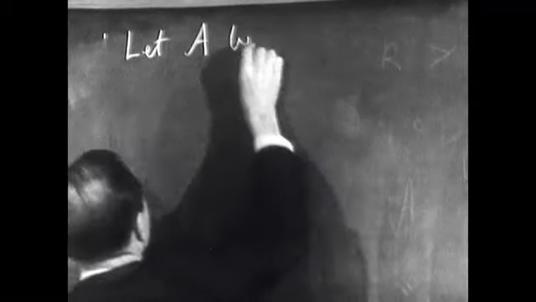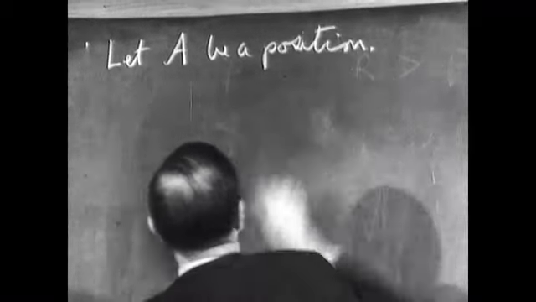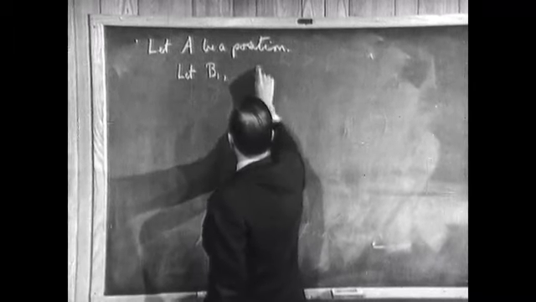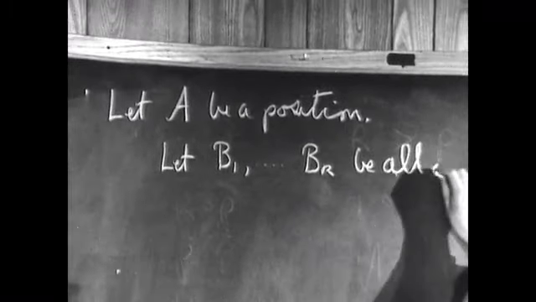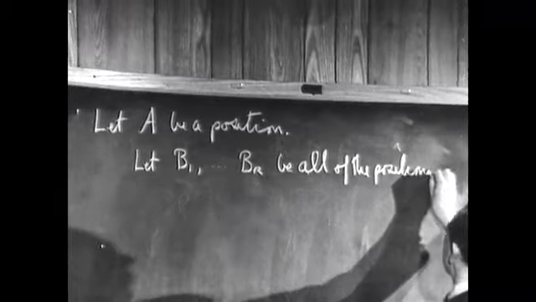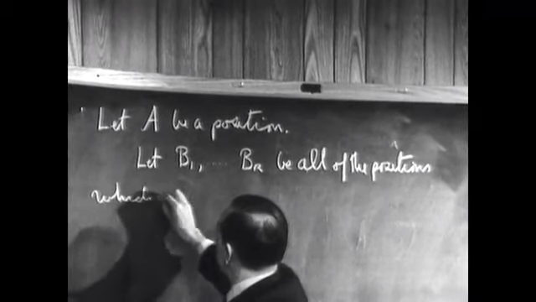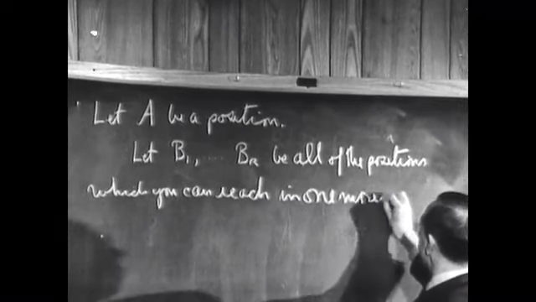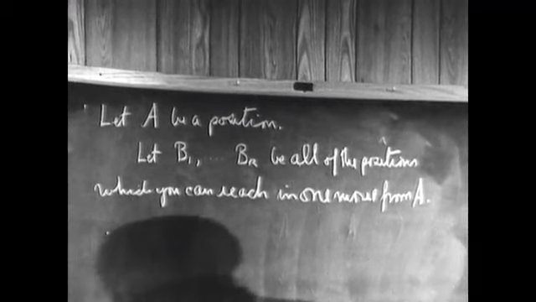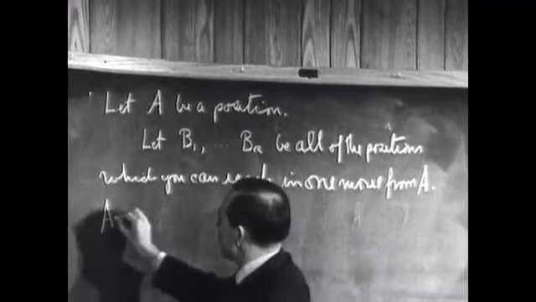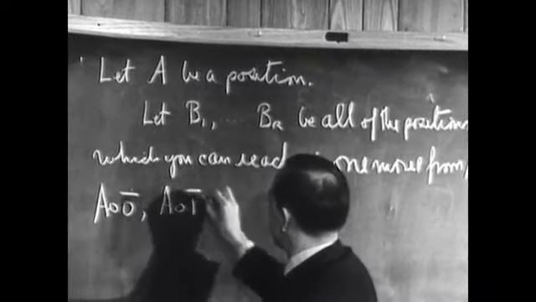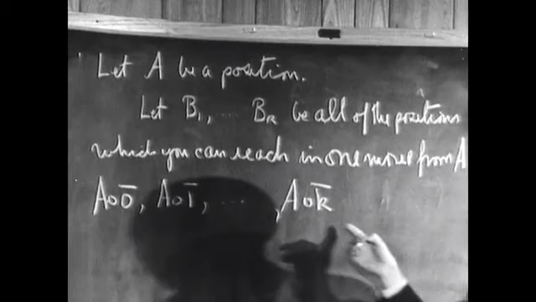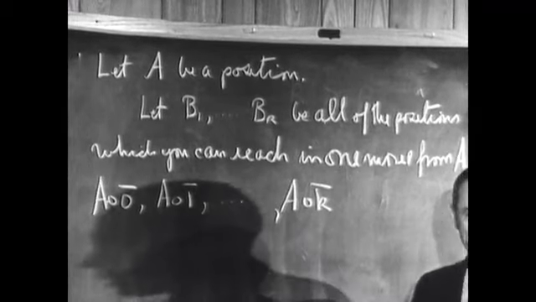Let A be a position. Okay, let B1 up to BK be all of the positions which you can reach in one step, in one move from A. I claim that one of these positions is a winning position. One of these, I claim, is a winning position. I have to prove that. Of course, I don't know very much, so I'm not going to be able to give you an explicit description of which one. I shall only prove it by an indirect argument.